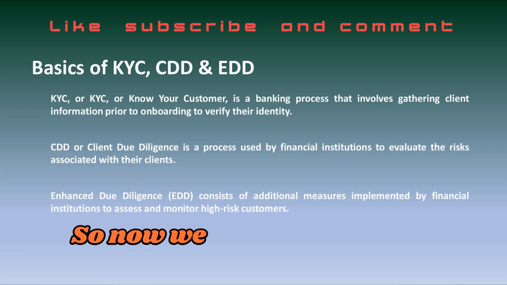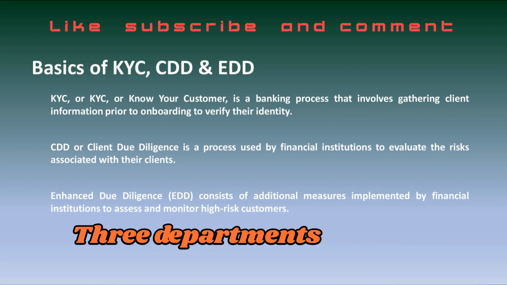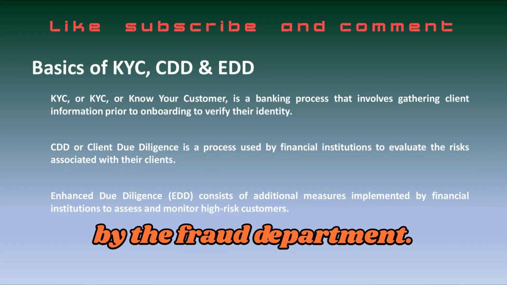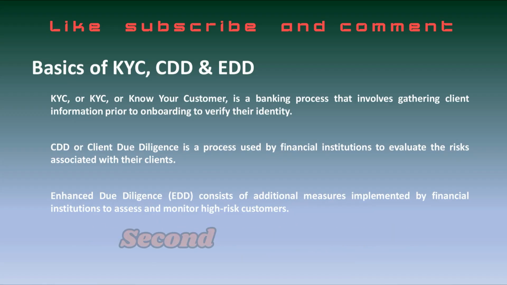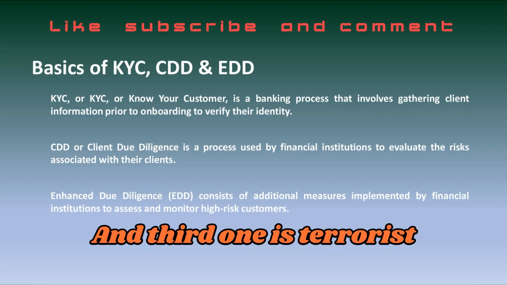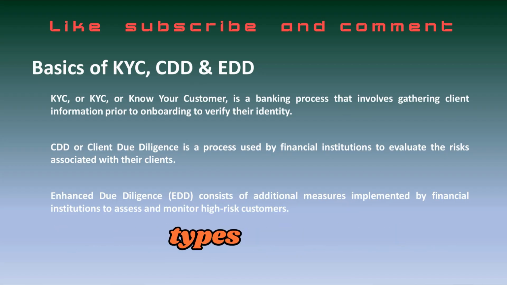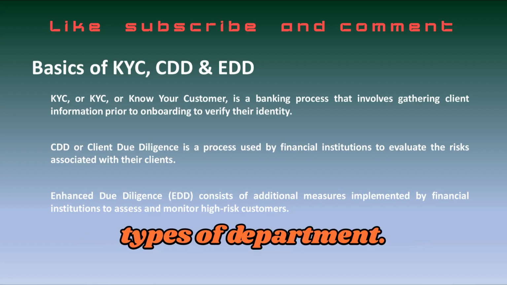So now we know there are three risks and three departments. One is fraud, which will be handled by the fraud department. The second one is money laundering, which is handled by the transaction monitoring department, and the third one is terrorist financing, which will be handled by the sanctions and sanction screening department. So these are the three types of risk, and these three types of risk will be handled by three types of department.